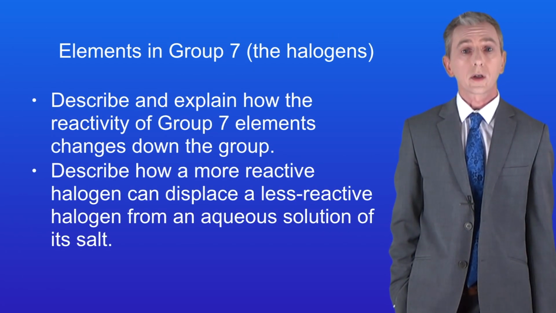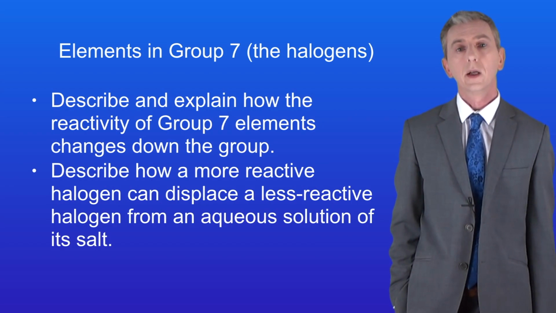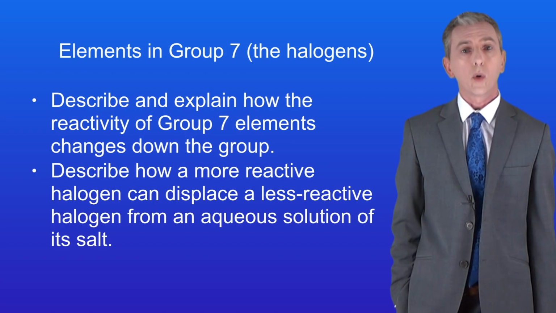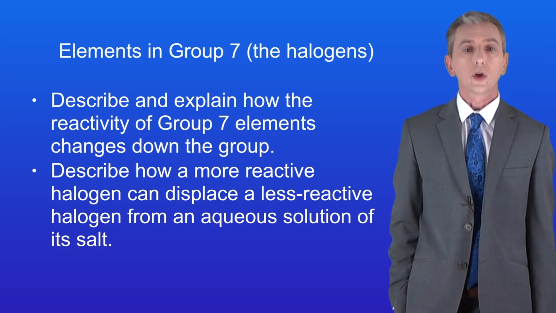Okay, so hopefully now you can describe and explain how the reactivity of group 7 elements changes down the group. You should then be able to describe how a more reactive halogen can displace a less reactive halogen from an aqueous solution of its salt.